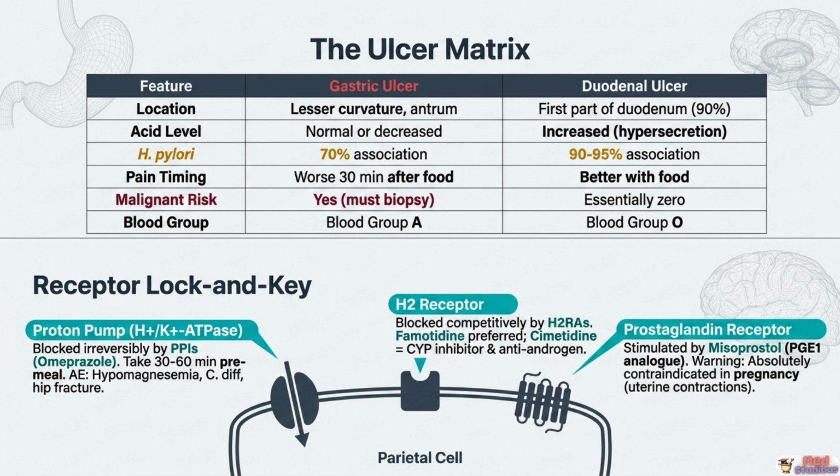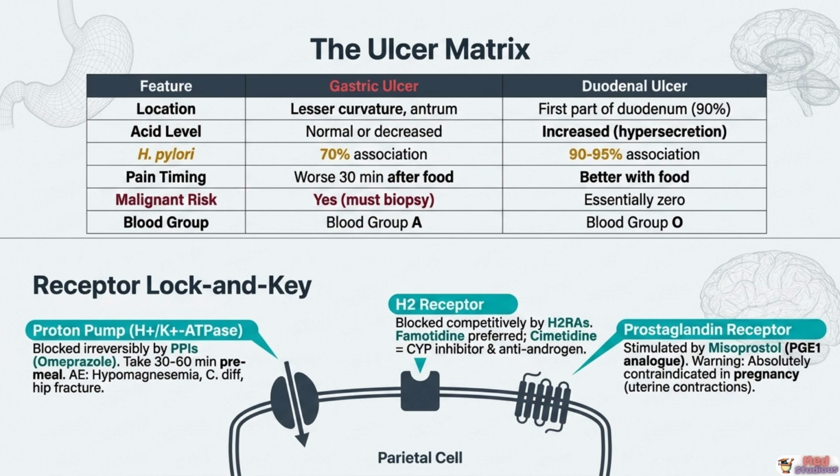A quick board pearl: posterior gastric ulcers erode into the gastroduodenal artery, causing bleeding, while anterior ulcers are more likely to perforate. Now, treatment is built entirely around 3 receptors on the parietal cell. The proton pump itself, the H plus K plus ATPase, is irreversibly blocked by PPIs like omeprazole, which must be taken 30 to 60 minutes before a meal to actually be activated in the acidic canaliculus. Long-term risks include hypomagnesemia, hip fracture, and C. difficile infection.